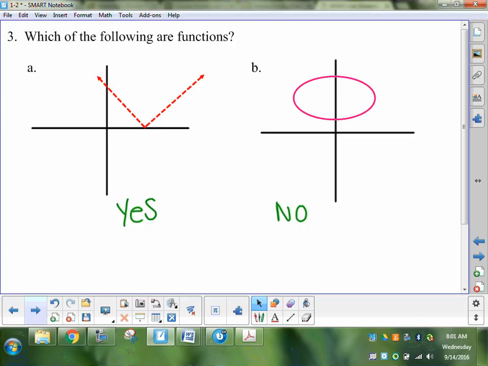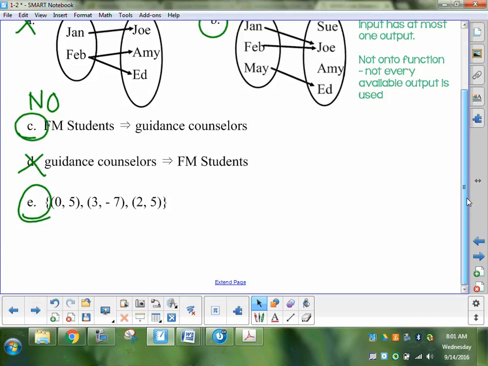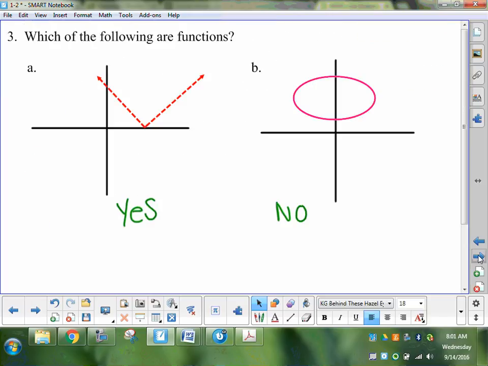What was D and E on the last page? D, guidance counselors mapped to students, is not going to be a function because the guidance counselors have more than one student assigned to them. From guidance counselor to student, they have multiple. And then for E, that is a function because every input has one output. 0 gets mapped to 5, 3 goes to -7, and 2 goes to 5.